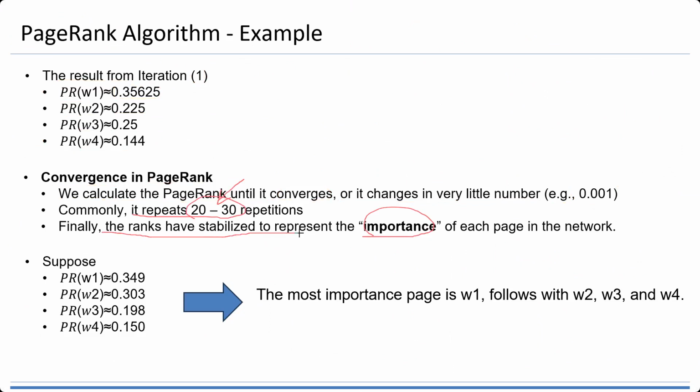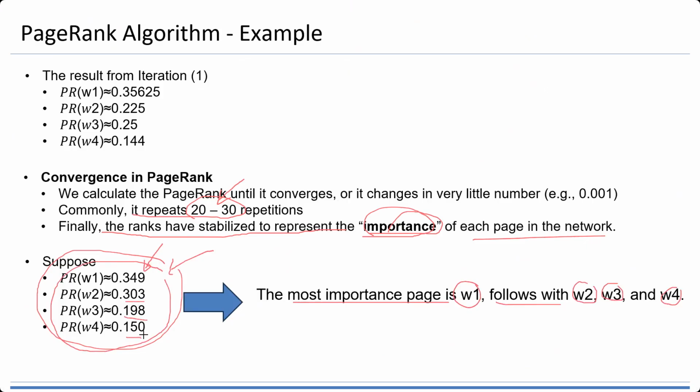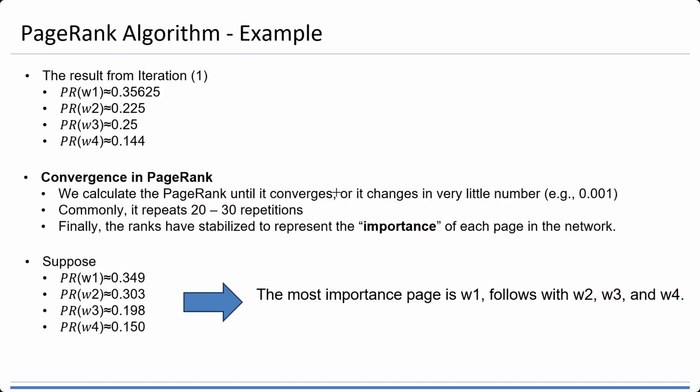So finally, the ranks have stabilized to represent the importance of each page in the network. Let's say this one is the final result, after several iterations. So what does it mean? The highest number means the most important page. So the most important page is W1, followed by W2, W3, and W4. This number represents the importance. So this is the page rank algorithm.